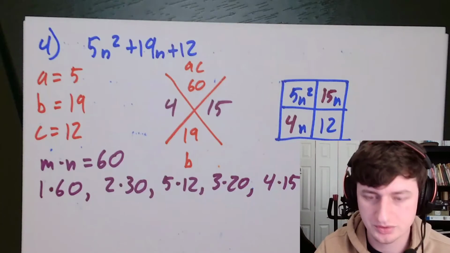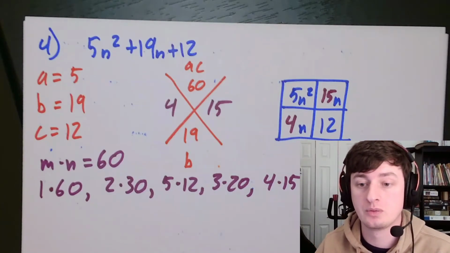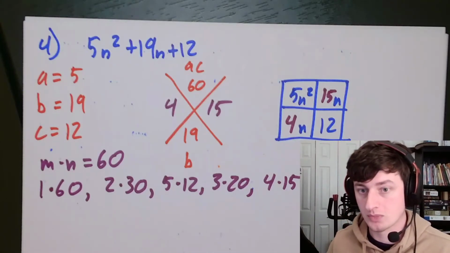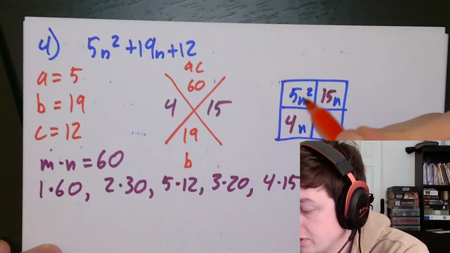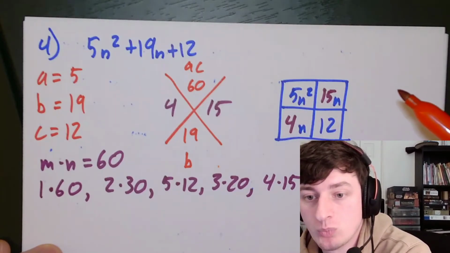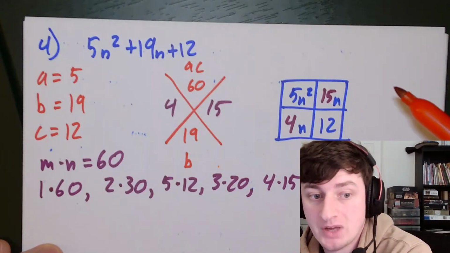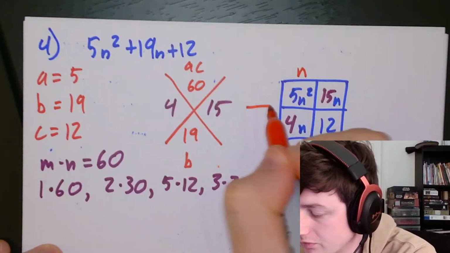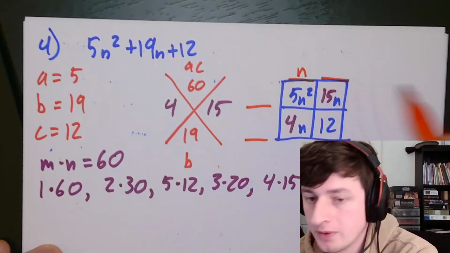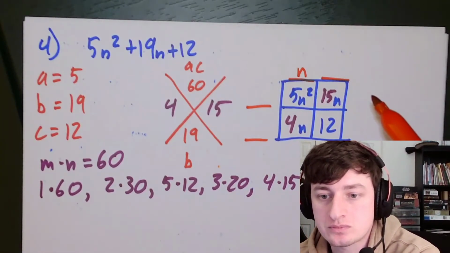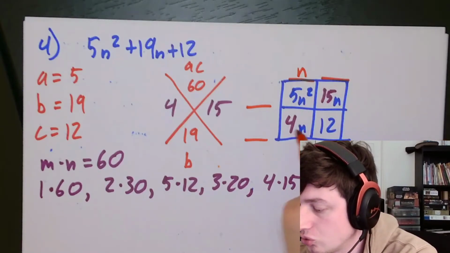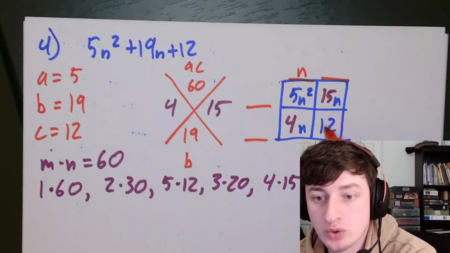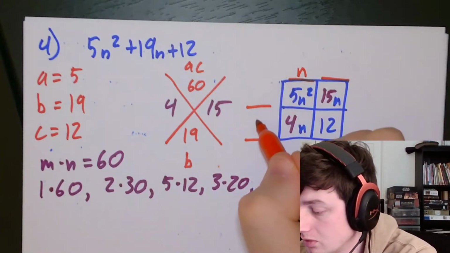Sorry, heard bird noises. But we just have to factor out, we have to divide out the thing that is in common. What do 5n squared and 4n have in common? Well, not a lot, just a single n. So we're going to fill in these spaces here. Just a single n. What do 4n and 12 have in common? Well, I can divide 12 by 4. I can divide this by 4. So 4.